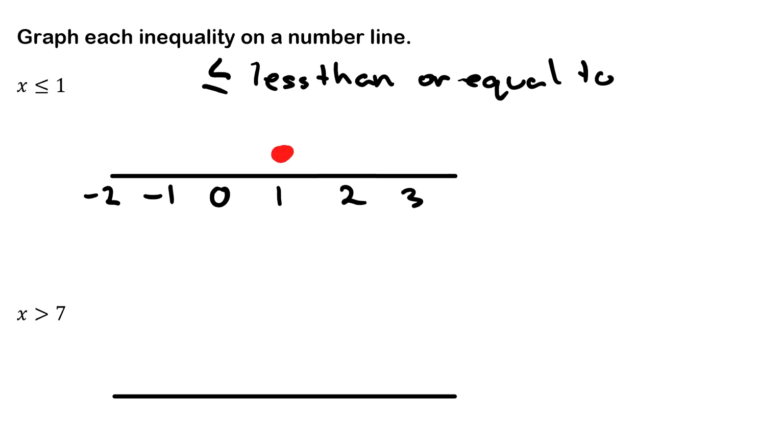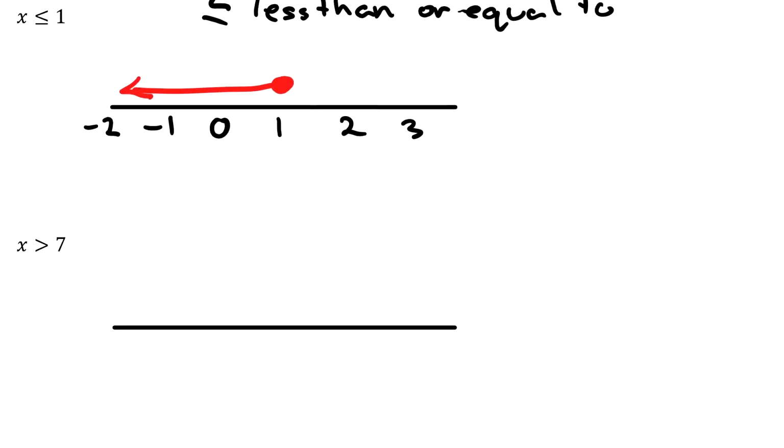Because the arrow is pointing to the left, I know I've got a line going to the left. Another way to remember it is just read it out. x is less than or equal to 1. So obviously 0 is less than or equal to 1, -1 is less than or equal to 1, -2, so that reinforces that the arrow does go that direction. Let's do the next one. I'm going to start by writing 7 in the middle. 8, 9, 10. We have 6, 5, 4.